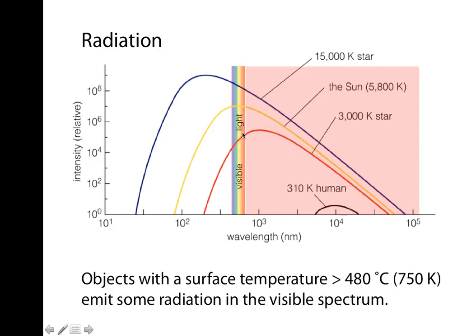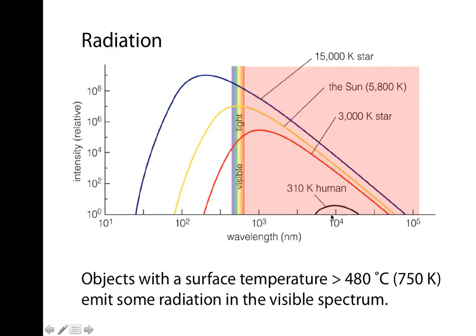The sun has its peak right in the middle of the visible. This is not a coincidence. We have evolved to make use of the sun's light. Our eyes have evolved to make use of it. So every object, as I said earlier, gives off radiation. Every object gives off heat. But most of it we can't see.